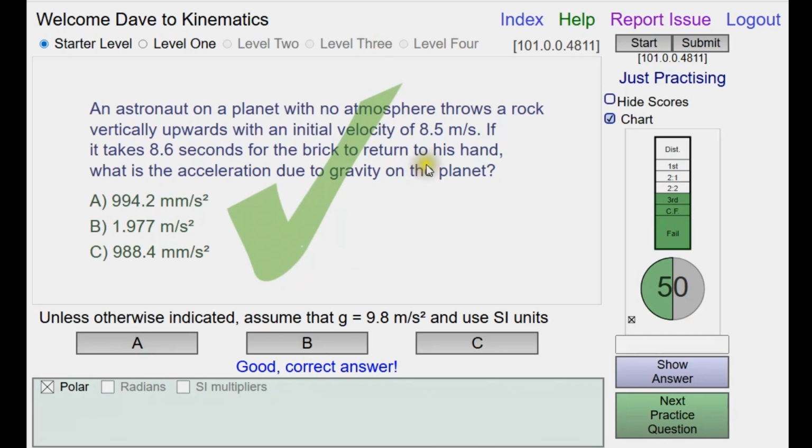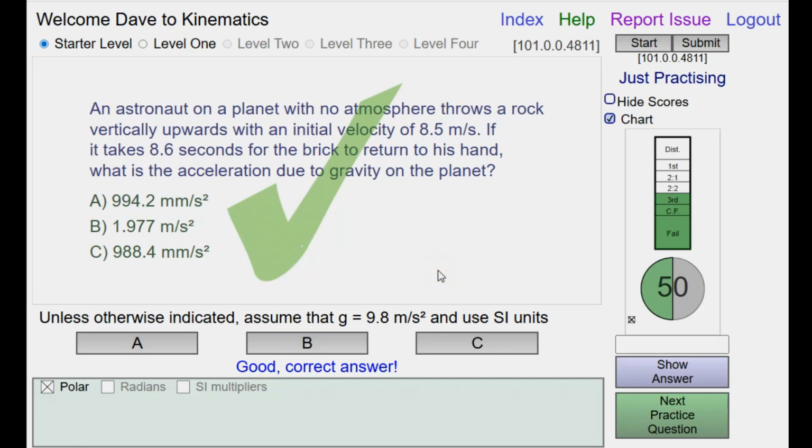Okay, by the way, when you're reporting an issue, I mentioned always include the question number. This is the question number here. In this case, 101.0.0.4811. It uniquely identifies this question. So if you have a problem with it, just let me know and I can track down what went wrong.